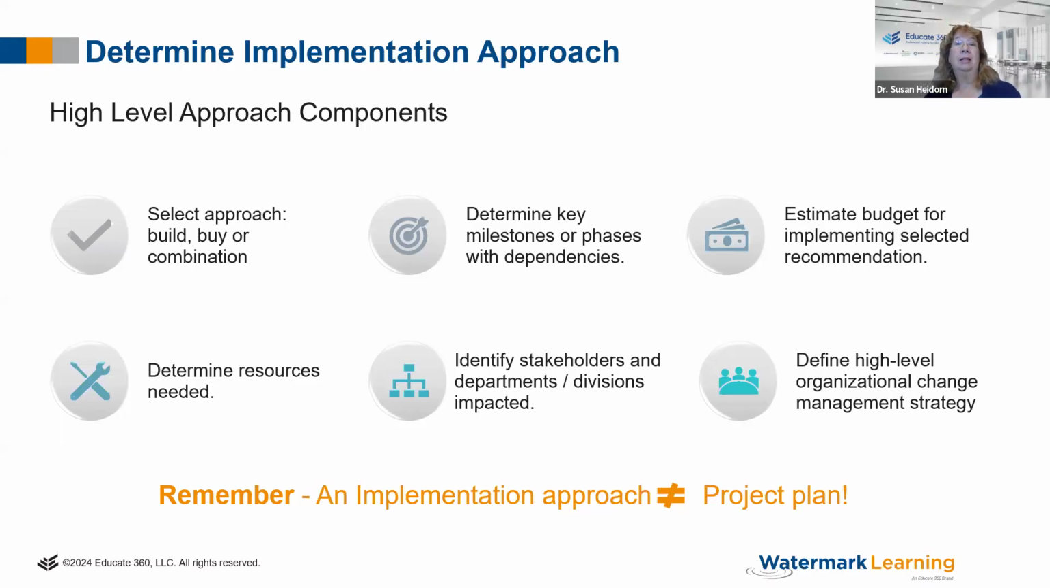Determine the resources needed. How many resources do we need? Do we need outsourced resources or just internal resources? Key milestones and maybe phases. Even if you're doing an agile project, maybe how many iterations you're going to do. Certainly identify the stakeholders and the departments that are impacted: which departments, which customers, which groups of customers. What is the budget for the recommended option?